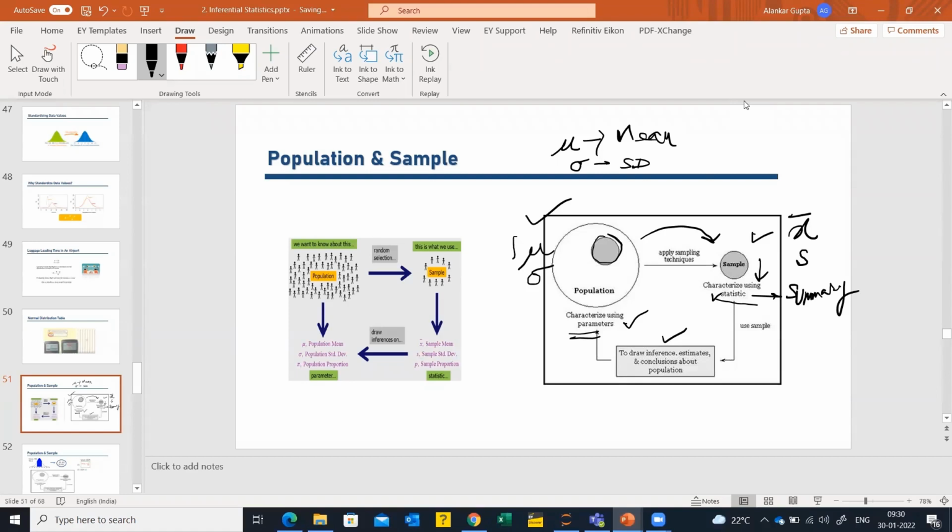Okay, so these are some of the terms which we'll use, right? Make sure that whenever I'm talking about X bar, it's actually the mean of the sample, and whenever I'm talking about mu, it's the mean of the population.